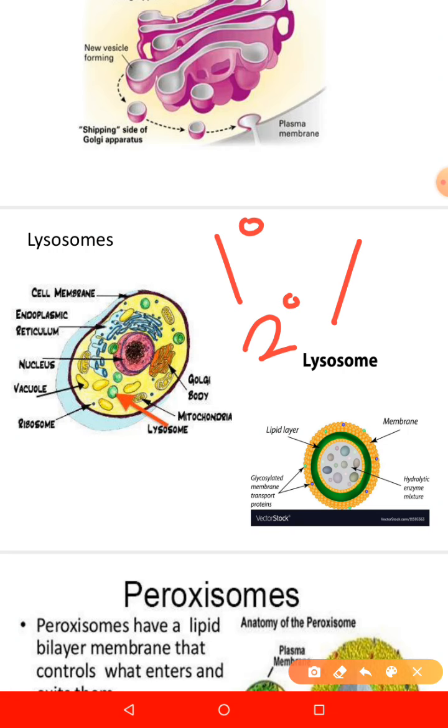Okay, so these are the two types of lysosomes we find in the cell. We have the primary lysosomes, which is inactive, and it is pinched off from the Golgi apparatus. And then we have the secondary lysosome, which is active. It's active because it's a fusion of the primary lysosome with the phagosome.